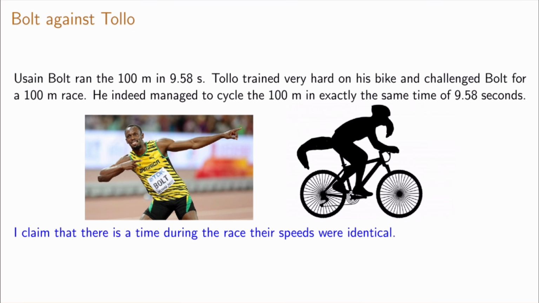We talked about Usain Bolt's amazing race of 100 meters before. Now Tolo trained really hard on his bike, and he challenged Bolt to a 100-meter race. And indeed, he managed to cycle the 100 meters in exactly the same time of 9.58 seconds. So now I claim that there is a time during the race where their speeds were identical. Of course, this is an example for the mean value theorem. I would like to use the mean value theorem to find out if there was a time where they had identical speed. So here it goes.